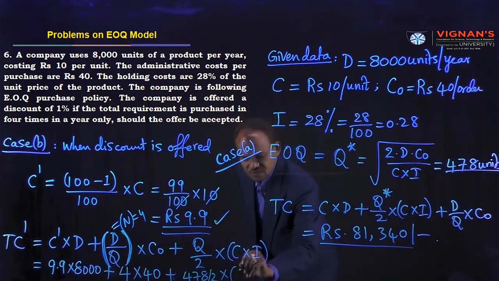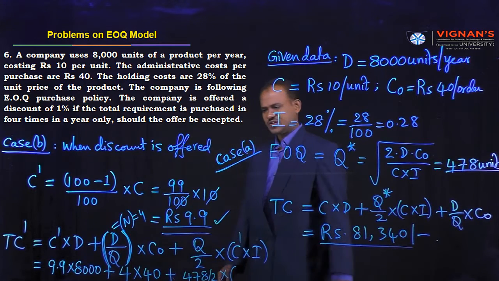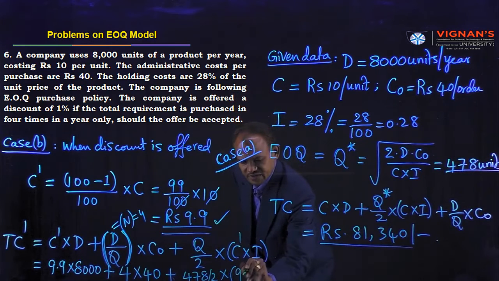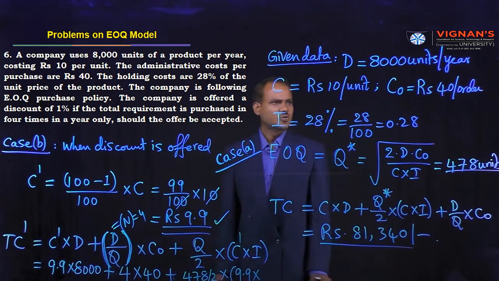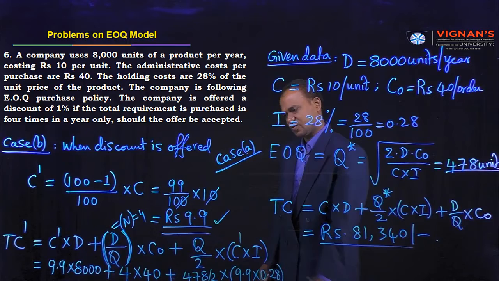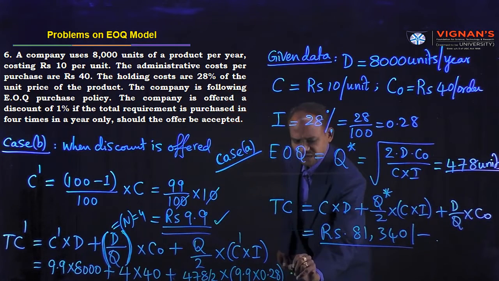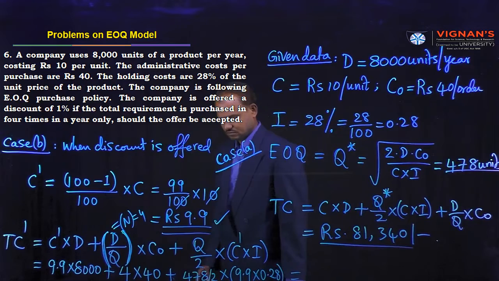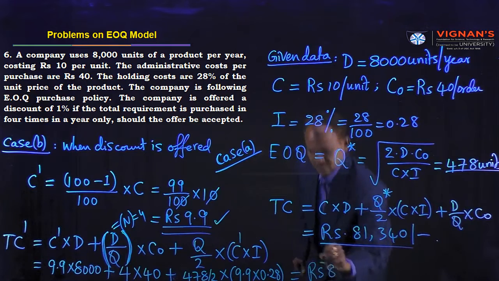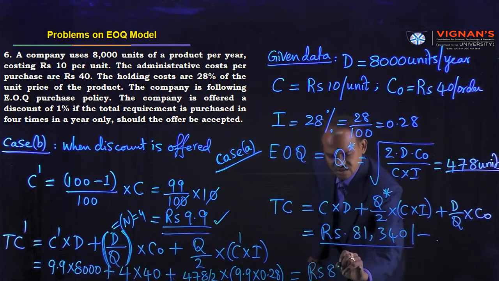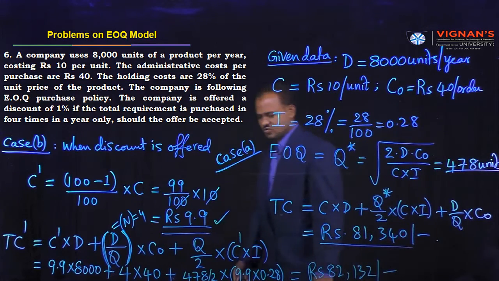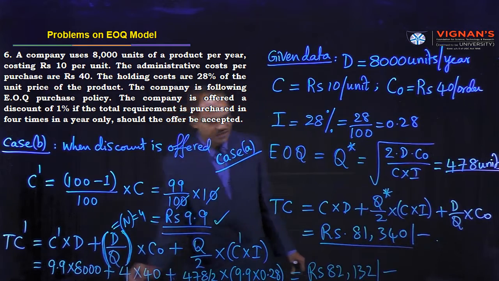C means, C dash in place of C, write C dash. 9.9 into I means how much? 0.28. It becomes 82,132 rupees.